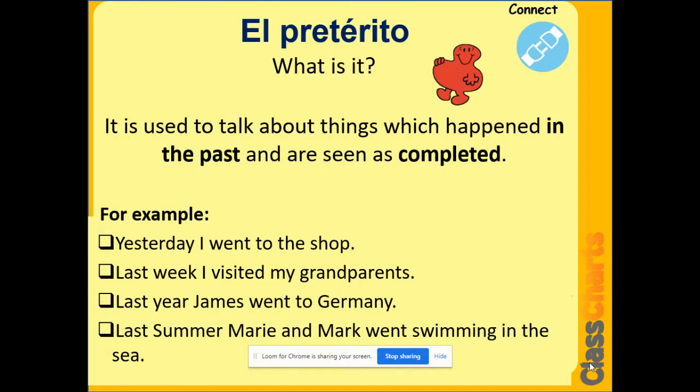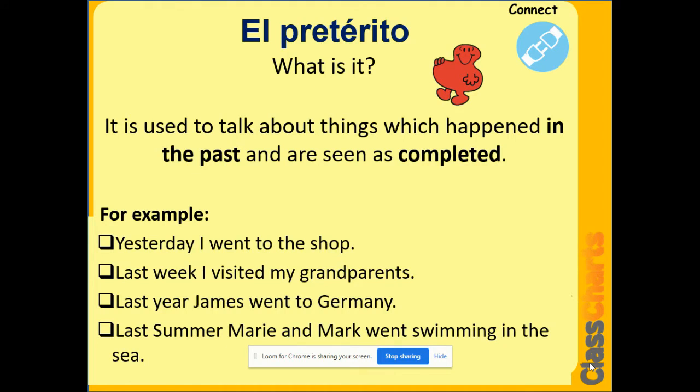Okay, so what is the preterite? El pretérito, as we say it in Spanish, is a past tense and is used to talk about things which happened in the past and are already seen as completed. So something that happened last week or last year.